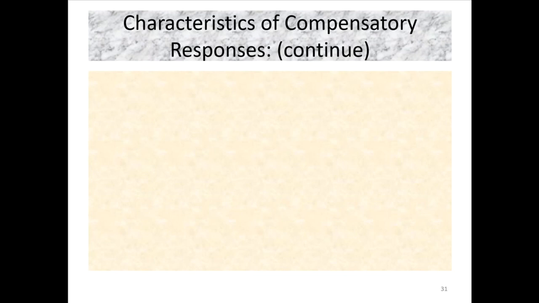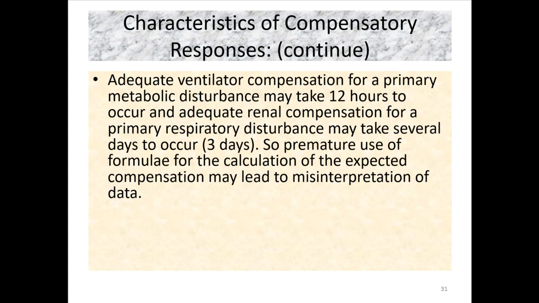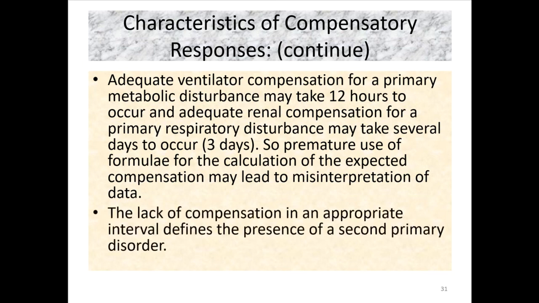Characteristics of compensatory responses, continued. Adequate ventilatory compensation for a primary metabolic disturbance may take 12 hours to occur, and adequate renal compensation for a primary respiratory disturbance may take several days, about 3 days. So premature use of formulae for the calculation of the expected compensation may lead to misinterpretation of data. The lack of compensation in an appropriate interval defines the presence of a second primary disorder.